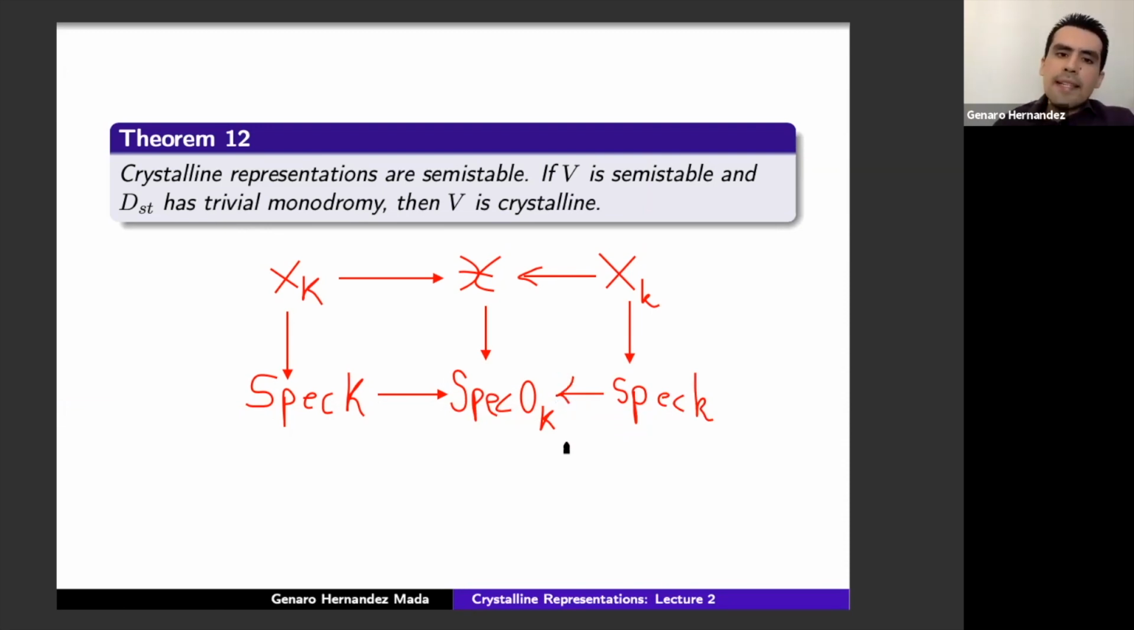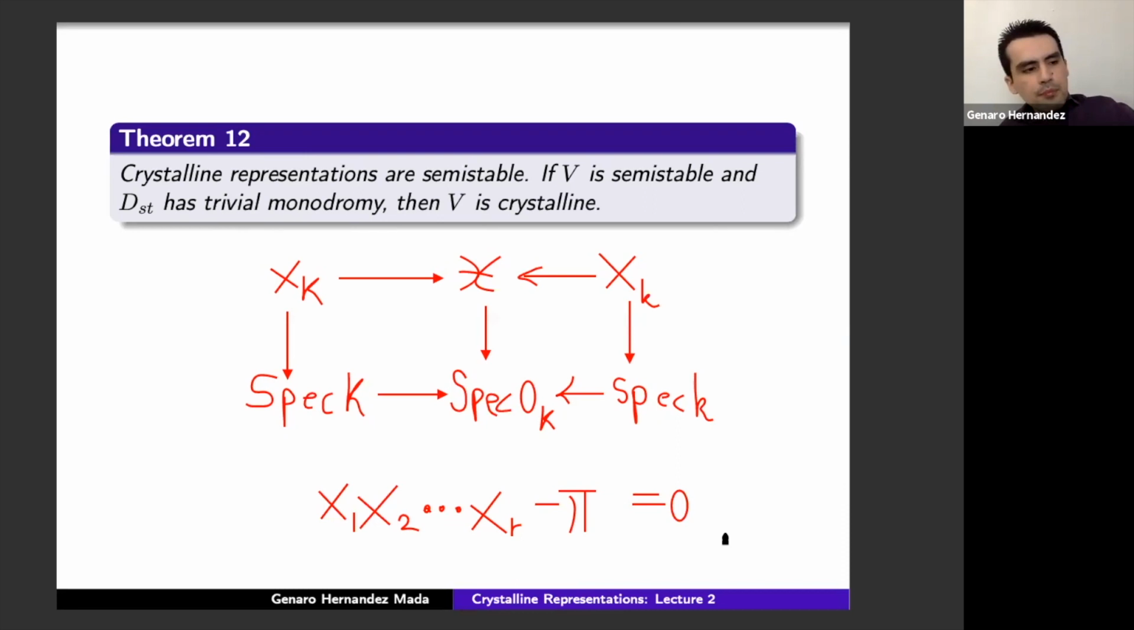The main characteristic of a semi-stable model is that étale locally, it is étale over Spec O_K. So I'm going to write something like this. Locally, it's given by an equation of this type, minus pi, where pi is a uniformizer. So that would be semi-stable reduction.